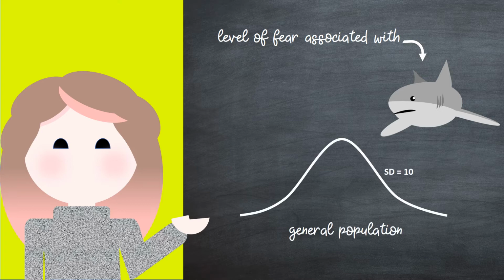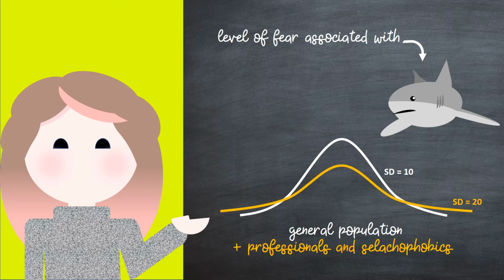Now if we administered the survey again, but this time threw in some professional shark divers and some people who have a shark phobia, we are naturally going to have some more extreme scores. This makes the average distance to our mean, our standard deviation, larger. Our data is more spread out, more variable.